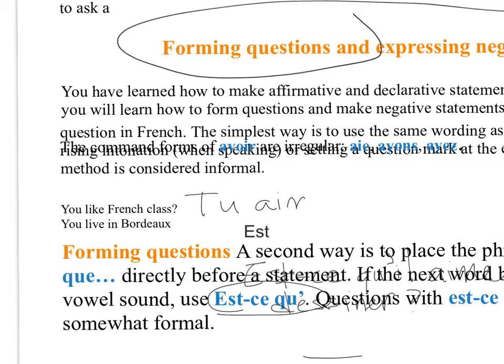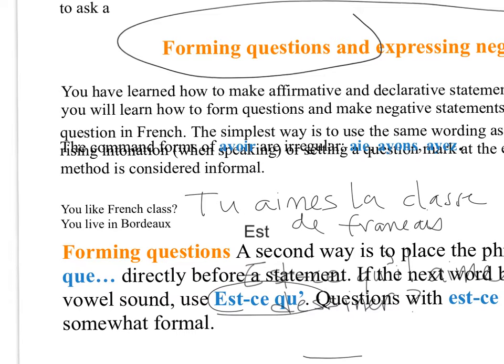Tu aimes la classe de français? In here, you put the question mark on the written part. When writing, you put a question mark. In your voice, you're going to raise your intonation. You're going to say, Tu aimes la classe de français? It's as simple as that.